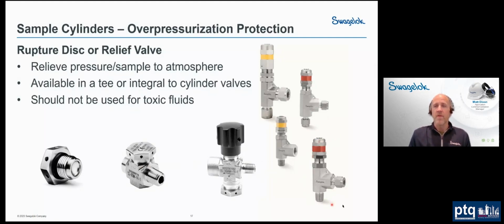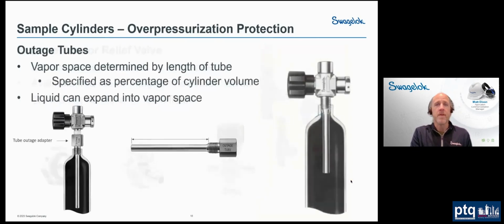with the relief valve, typically that's going to be a spring-loaded poppet, so you can use it multiple times. But the pressure would come in the bottom, push the poppet open, and then it could vent to atmosphere. Now, because both of these are venting to atmosphere, it's really not something that you can use with a toxic system fluid, because remember, somebody's carrying this thing. So if you have a release, then it's going to expose the operator. So another option would be an outage tube.